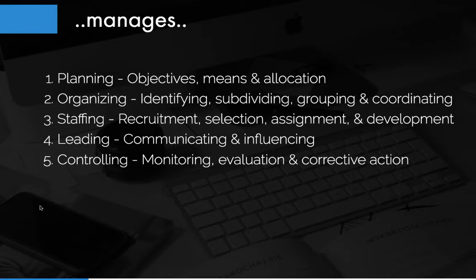An entrepreneur also manages that business, and management is a function of planning, which is setting objectives, it means, and the allocation of resources. It also involves organizing, identifying, subdividing, grouping, or coordinating tasks, and then staffing, which is part of the operations plan. It involves recruitment, selection, assignment, and development of people. And then you need to know how to communicate and influence those staff to lead them into the objective of the business or the vision of the business. And then lastly, it's about controlling, monitoring, evaluation, and corrective action.